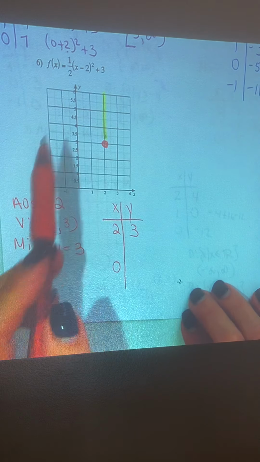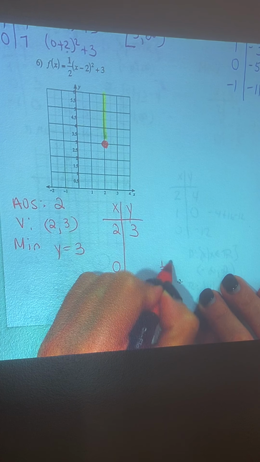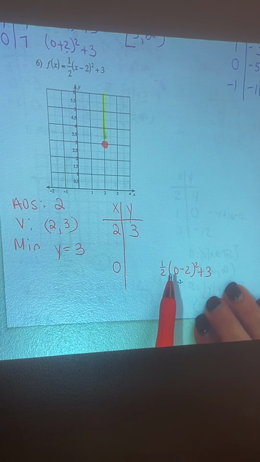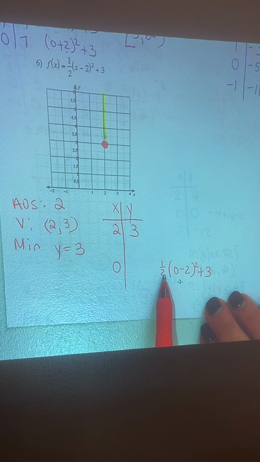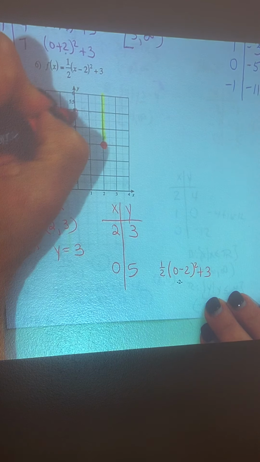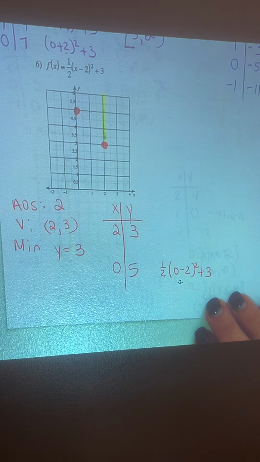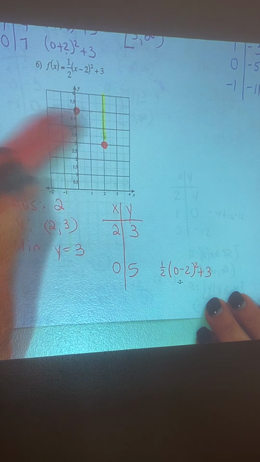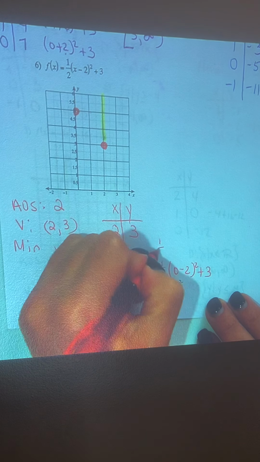for our y-intercept. Now, 0 minus 2 squared plus 3. 0 minus 2, -2. Squared is 4. Half of 4 is 2, plus 3 is 5. 0, 5. Okay, now, I have a 0 and a 2. Now, normally I would say -2. I could do -2, but it'll probably go off the graph. So they really wanted me to do a 1 here. Okay, not the worst thing, we can deal.